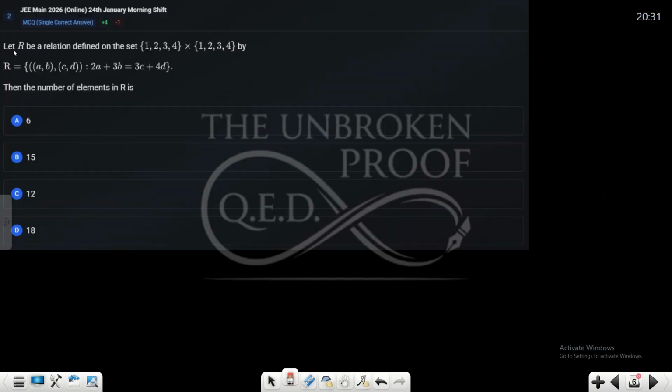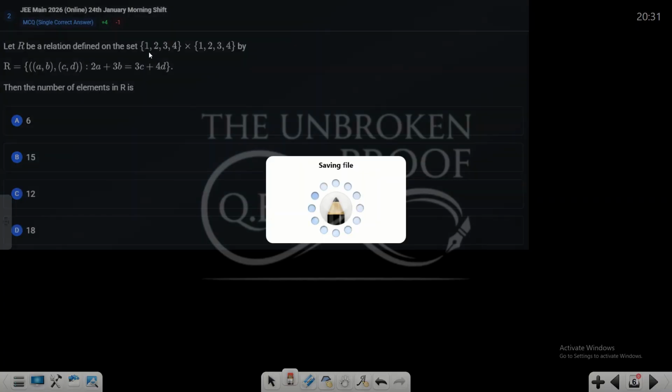Now the second question says: let R be a relation defined on the set {1, 2, 3, 4} into the same set by R = {(a, b), (c, d)} such that 2a + 3b = 3c + 4d. Then they are asking for the number of elements in R.